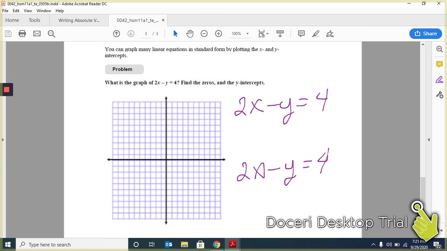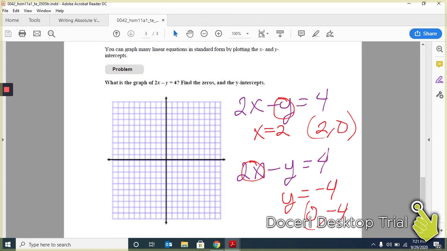So if I zero my y out and divide by 2, I know that my x is equal to 2, or 2, 0. If I zero my x out, then I know that y is going to be equal to -4, or 0, -4. So if I take those 2 points and I plot them, there's 2, 0. There's 0, -4. I know that my line looks like this. Okay, and that's the reason why we do the slopes the way we do them. Okay, kind of interesting, kind of cool. Fast way of doing it.